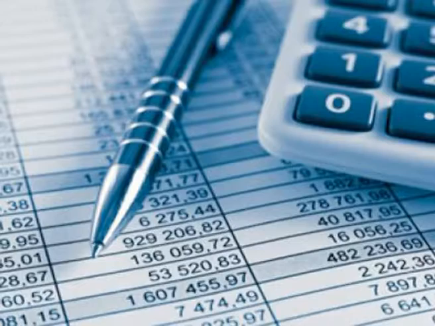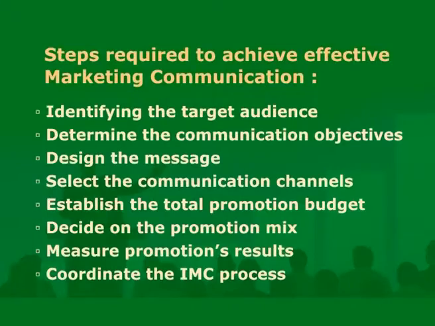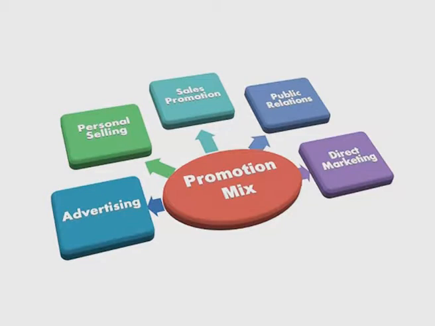Once the communication channels are decided, the next step is to estimate the promotion budget. The estimation can be done based on the affordability of a company, or as a percentage of sales, or based on competitors' budget, or depending upon the objectives and the task to be attained. Further to this, the next step is to decide the promotion mix. The components of promotion mix are advertising, sales promotion, public relations, personal selling and direct marketing. Each will be discussed in brief to understand its basic meaning.